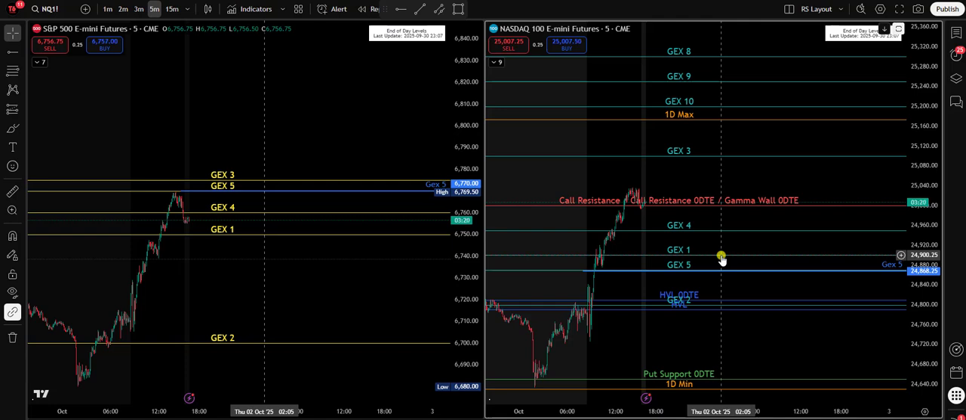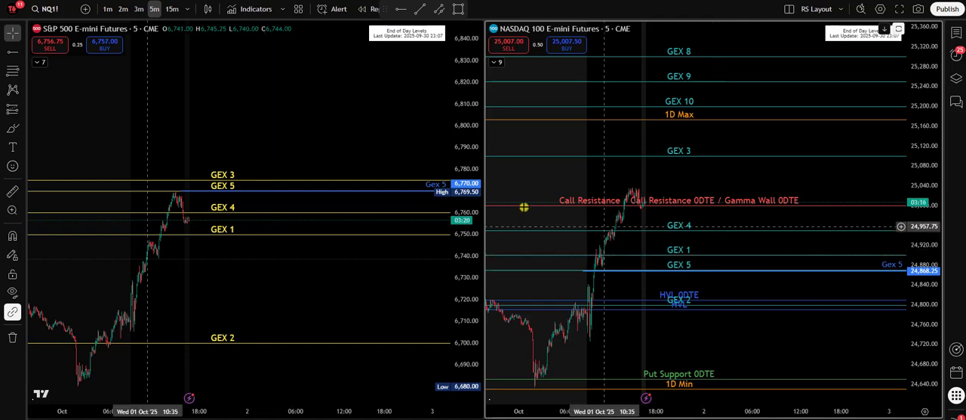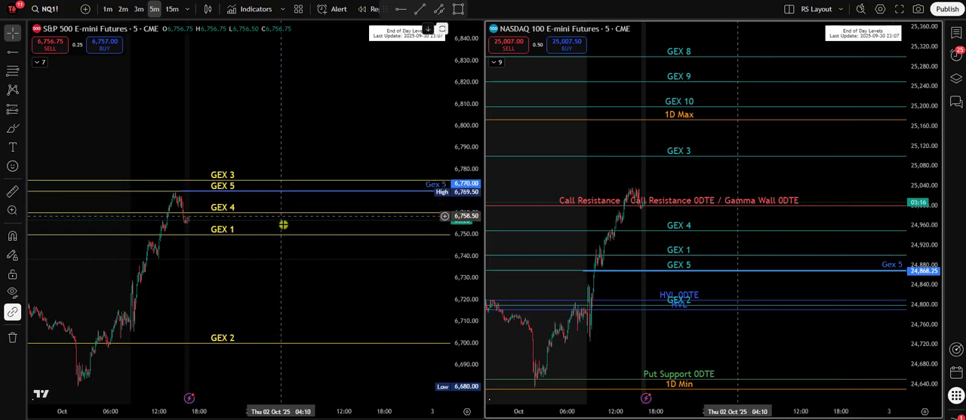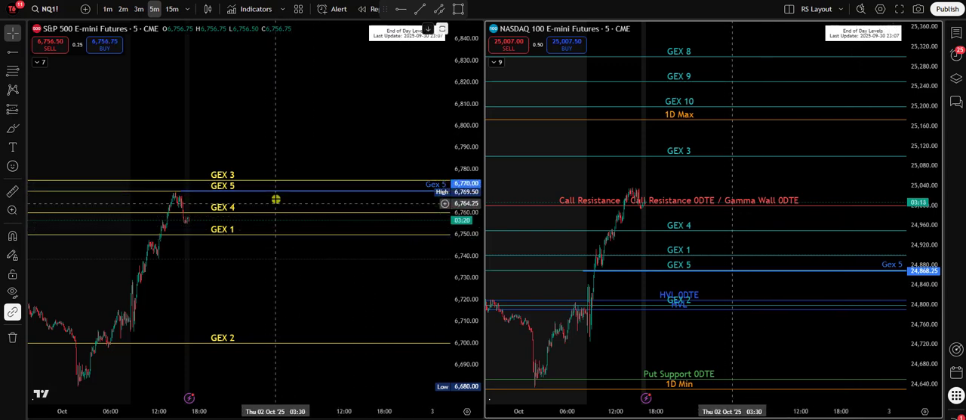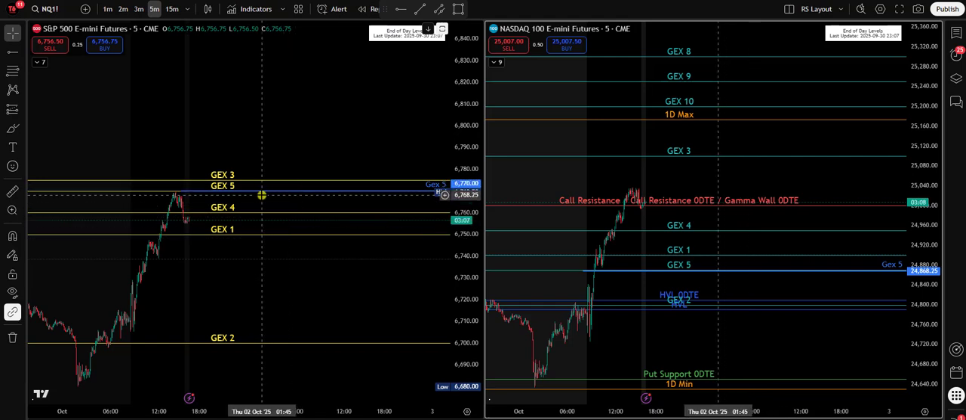Another thing you can see is how congested this area is right here. That's going to have a lot of activity right in there, a lot of resistance, because that's where all the open interest is in the options market. And the market makers are going to hedge their positions because they have to, which in turn means there's going to be a price movement.